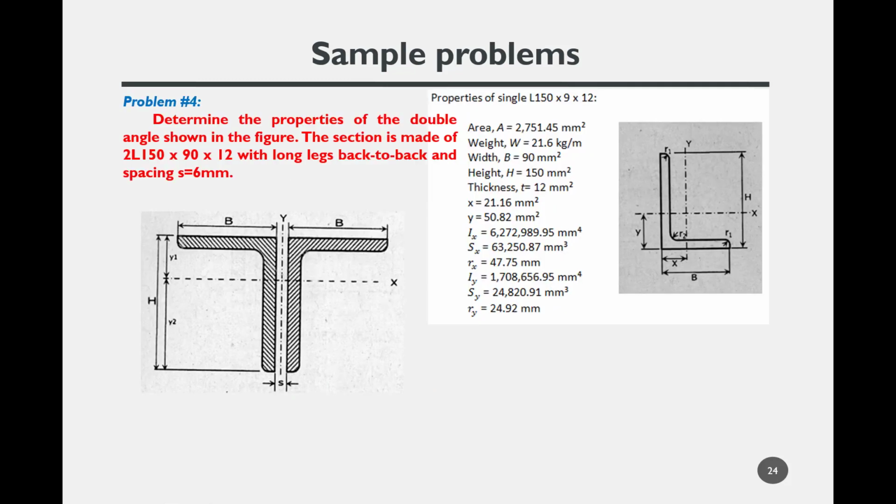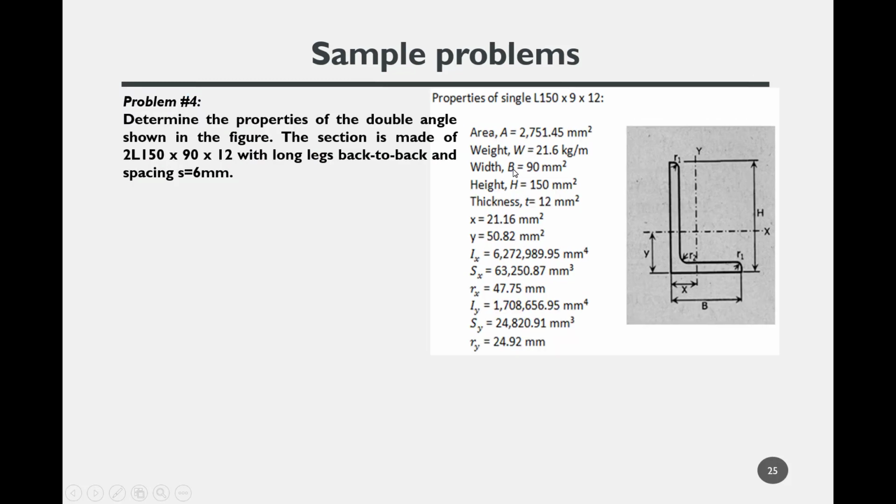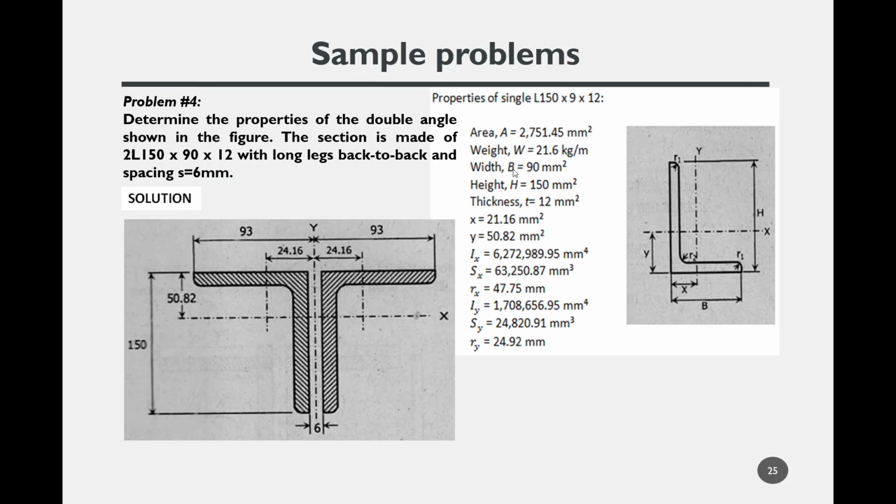So, we have to determine the properties of double angle. So, the L shape, 150 by 90 by 12, with long leg back to back and spacing of 6 mm. So, makita natin ito. Ito yung properties niya. Given naman yan eh. Nandyan lang yan. So, pag inayos yan, ito yung ating 93 by 93. So ayan, 50.82. Tapos, yung 150, yung height. Diba? Ayan.